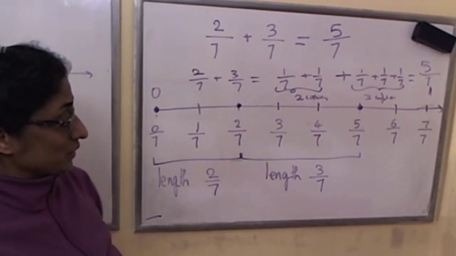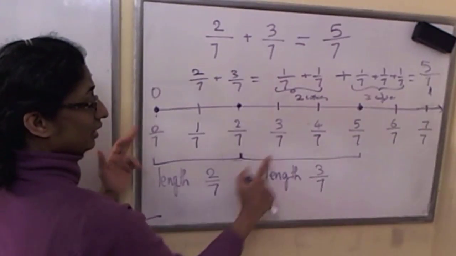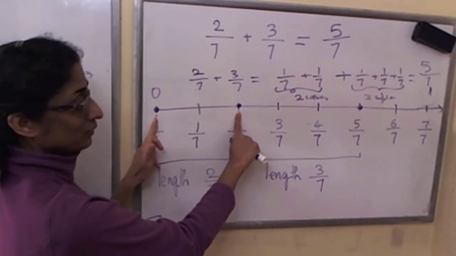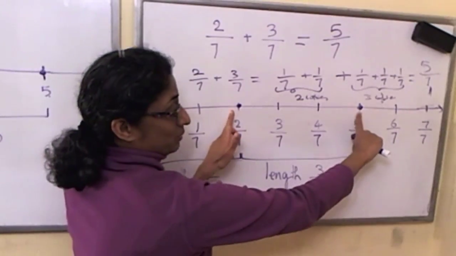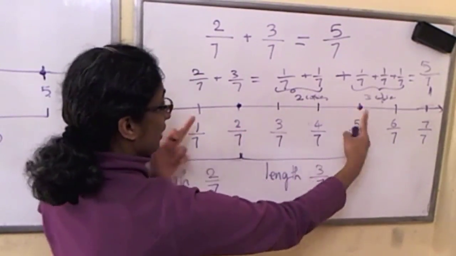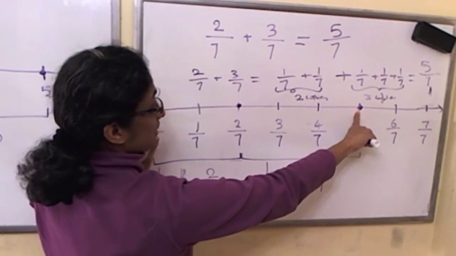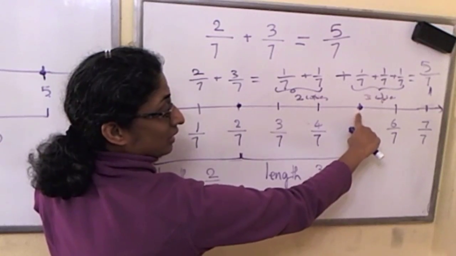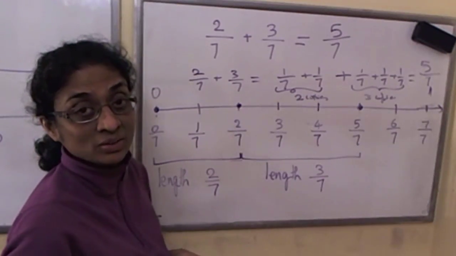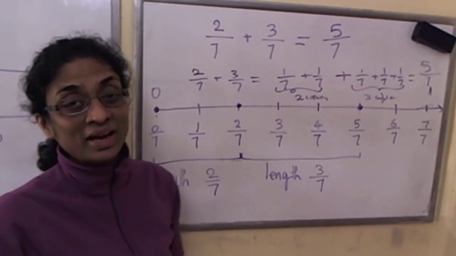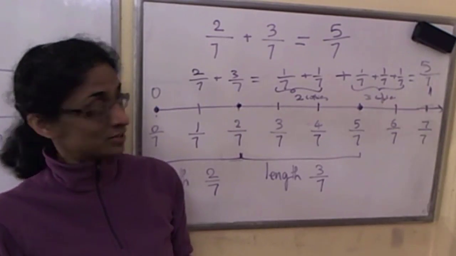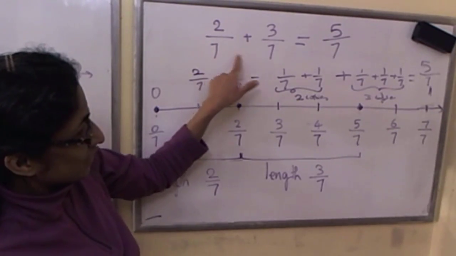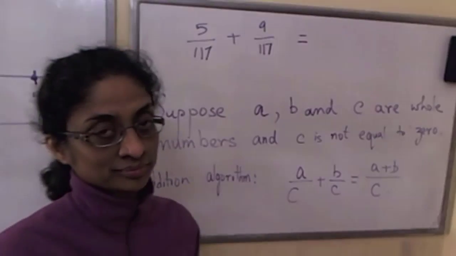The concept is exactly the same. On the number line, this piece is of length 2/7. We attach to it another piece of length 3/7. Then we get a long segment, and its length is 5/7, and there it is, 5/7, at that right-hand point, staring at you. So that's how we add fractions with the same denominator.